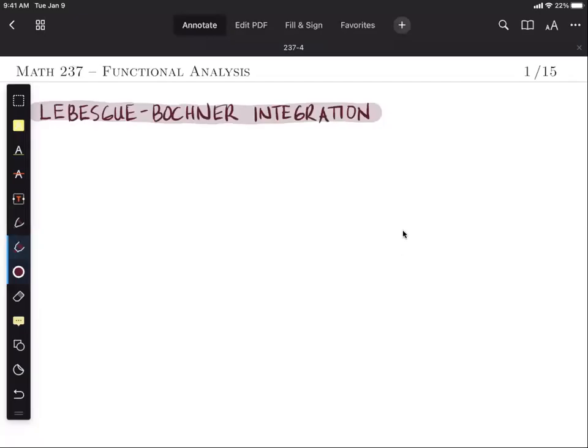Welcome to the third series of lectures on functional analysis. In this lecture, we will introduce the Lebesgue-Bochner integral and discuss its properties. Students are assumed to be familiar with measure and integration theory. Those who are not familiar can read the section on measure theory in the lecture notes.